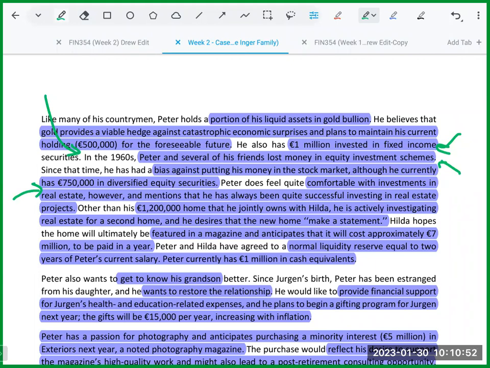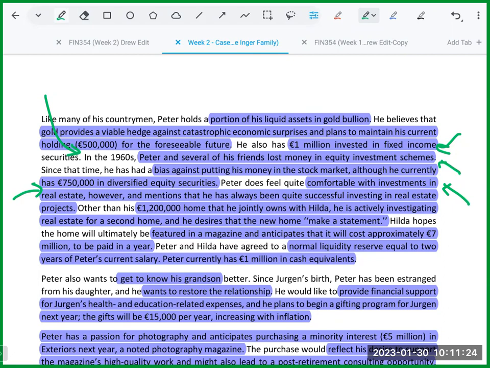They mentioned that Peter feels comfortable with investing, so he's fine investing in real estate. And they mentioned that he's always been successful in investing in real estate projects. Other than this 1.2 million home that he jointly owned with Hilda, he's actively investigating real estate for his second home. So basically now we have the valuation of his house at 1.2 million.